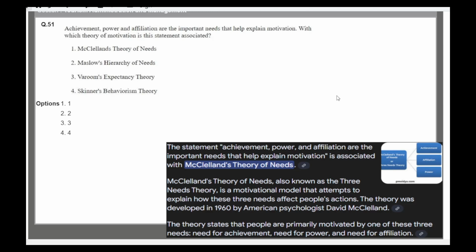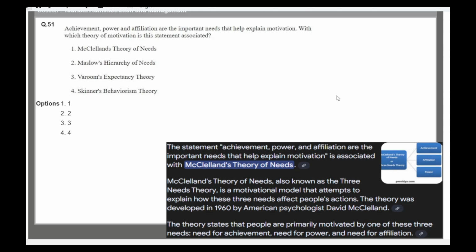So let's talk about question number one, which was asked from your theories of motivation. You should also prepare others' theory of motivations with this question, which will be very helpful to you for your upcoming exam. So the first question was: achievement, power, and affiliation are the important needs that help explain motivation. Which theory of motivation is this statement associated with?